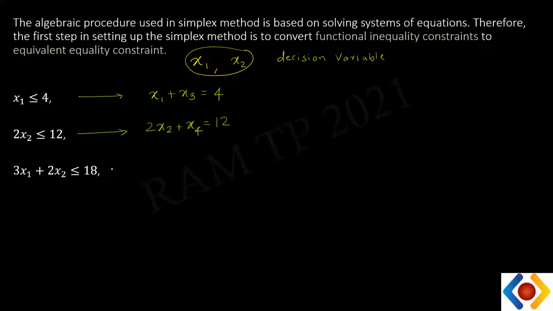And for the third one, 3x1 plus 2x2 plus x5 is equal to 18. Everybody clear with this step? Yes, sir. Sir, instead we can use x and y instead of x1 and x2.